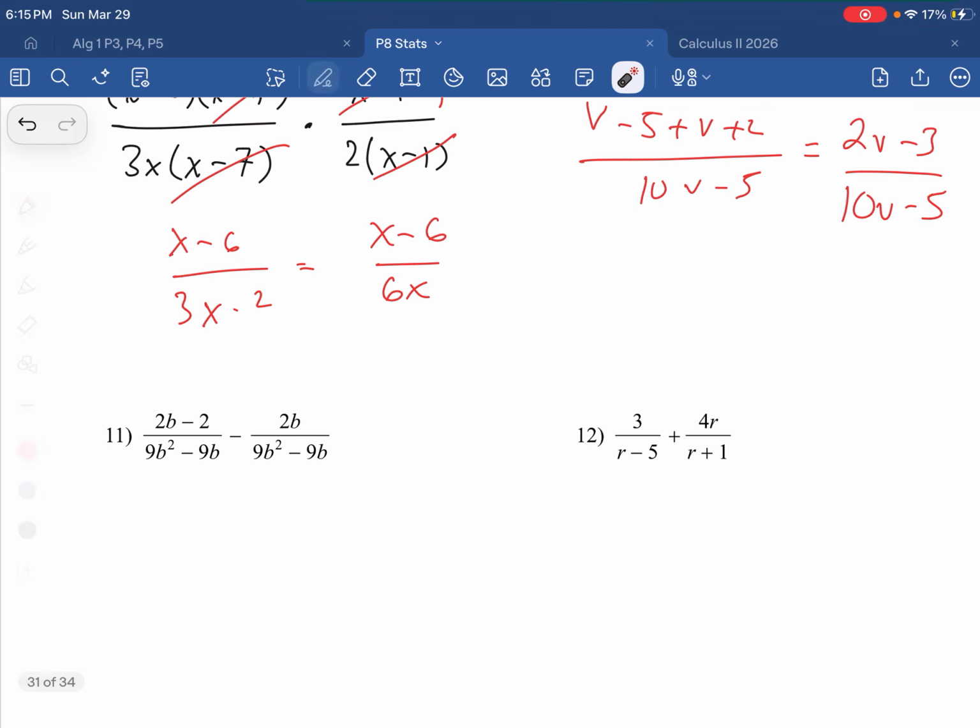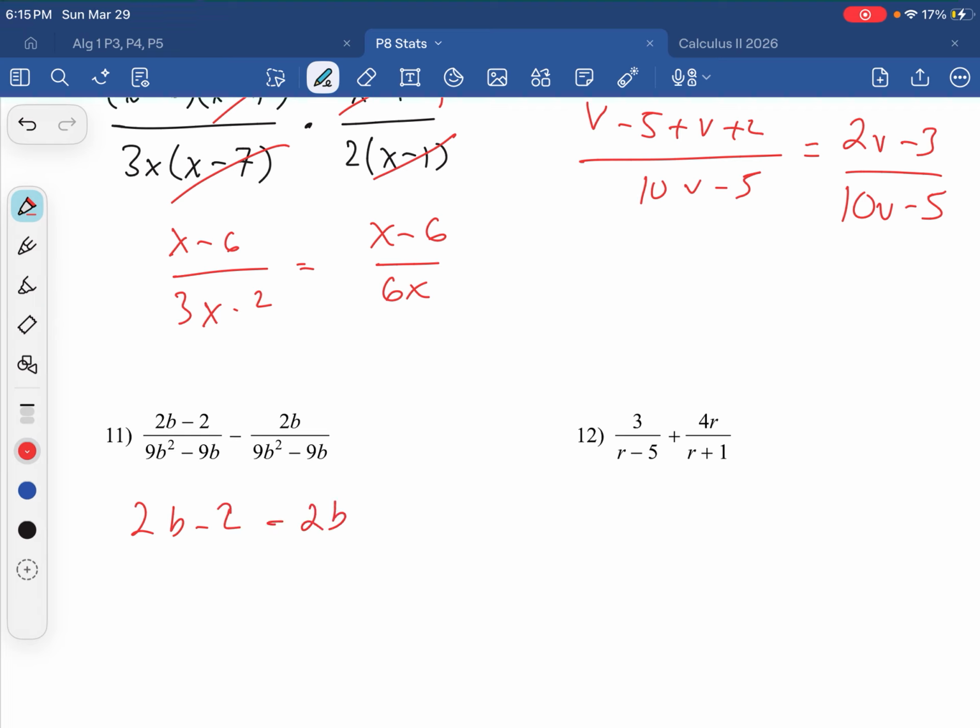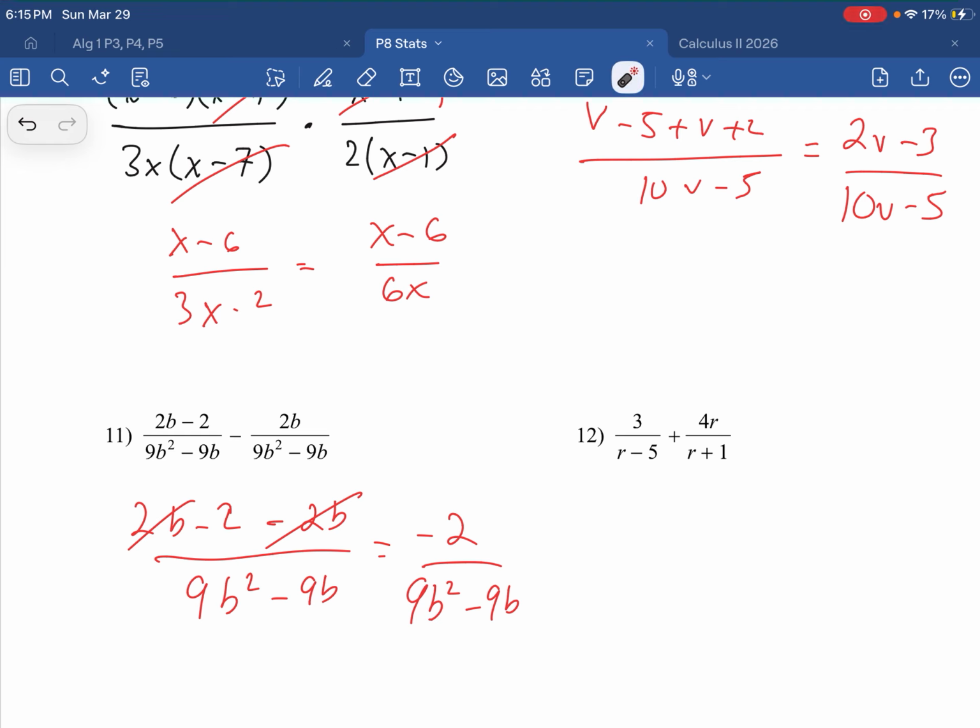In number 11, we have 2b minus 2, and then minus 2b, all over 9b squared minus 9b. 2b, take away 2b is going to be 0. This is negative 2 over 9b squared minus 9b. I don't have to factor here, right? I could factor out a 9, but it's not required. Like this would be an answer for this in the simplified form.